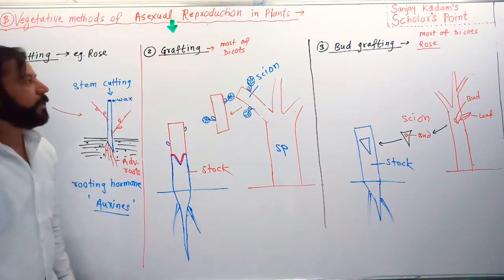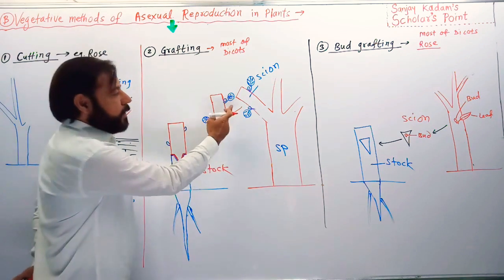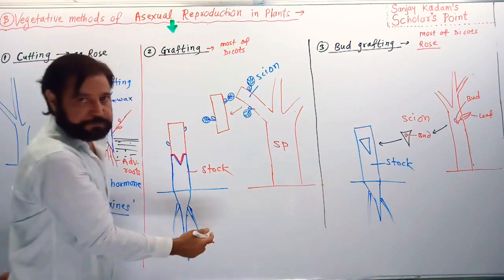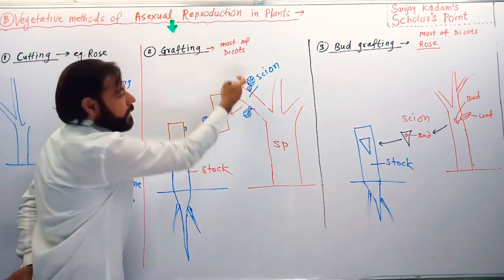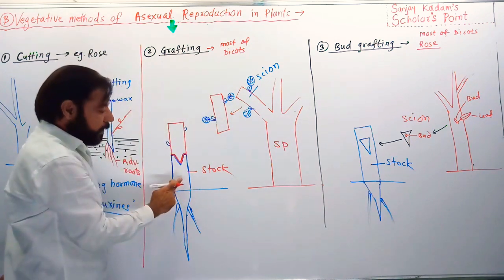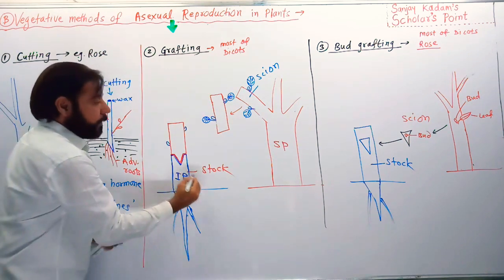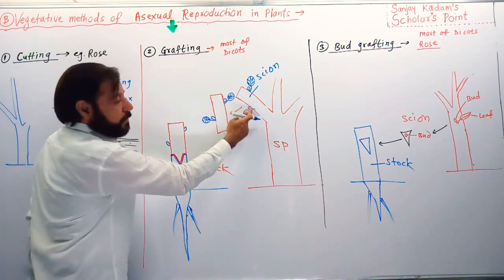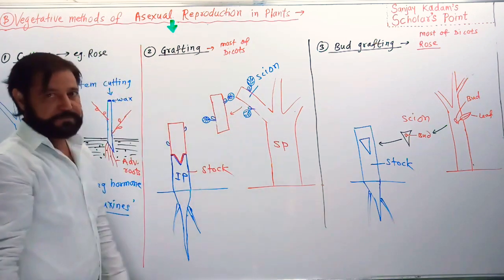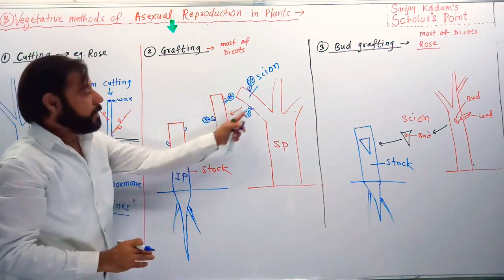Okay, now second method is grafting. Grafting means here one part of this superior quality plant is cut, separated and introduced, means grafted over this inferior quality plant. Superior plant portion is introduced over the inferior plant portion. That is the grafting. Here is the stem grafting.